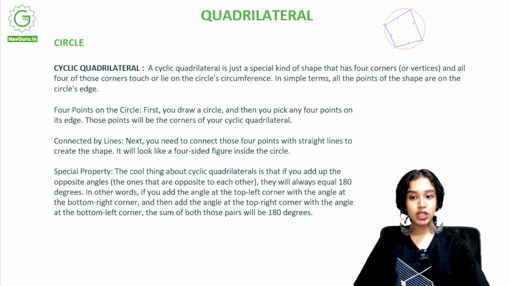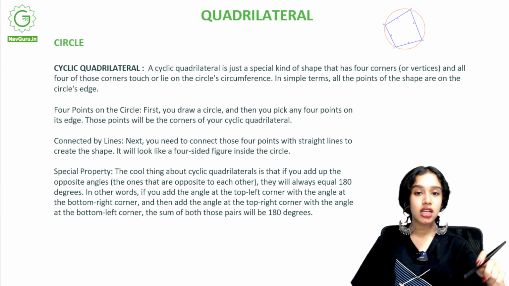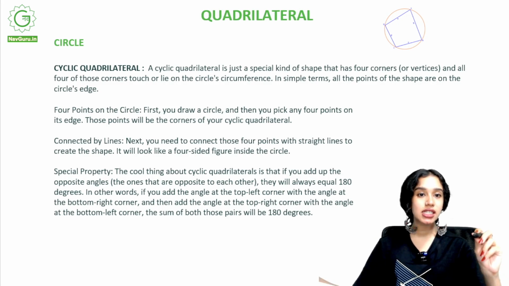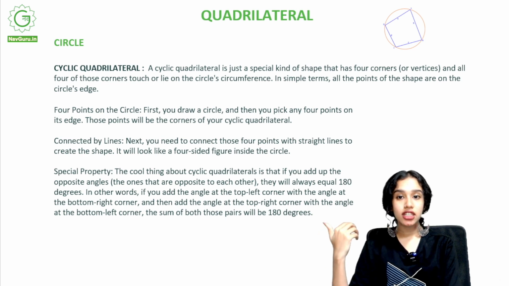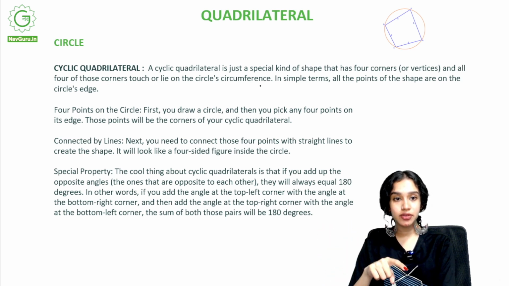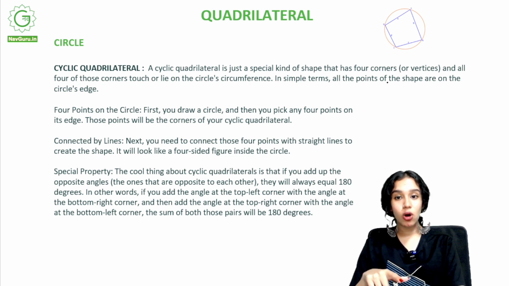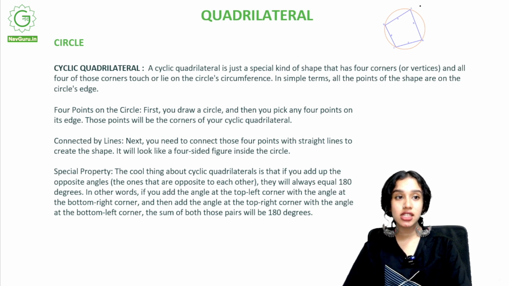Now let's move into cyclic quadrilaterals. What are cyclic quadrilaterals? A cyclic quadrilateral is a special kind of shape that has 4 corners, and all 4 of those corners touch or lie on the circle's circumference. In simpler terms, all points of the shape are on the circle's edge. So here we can see a quadrilateral inside the circle, right?